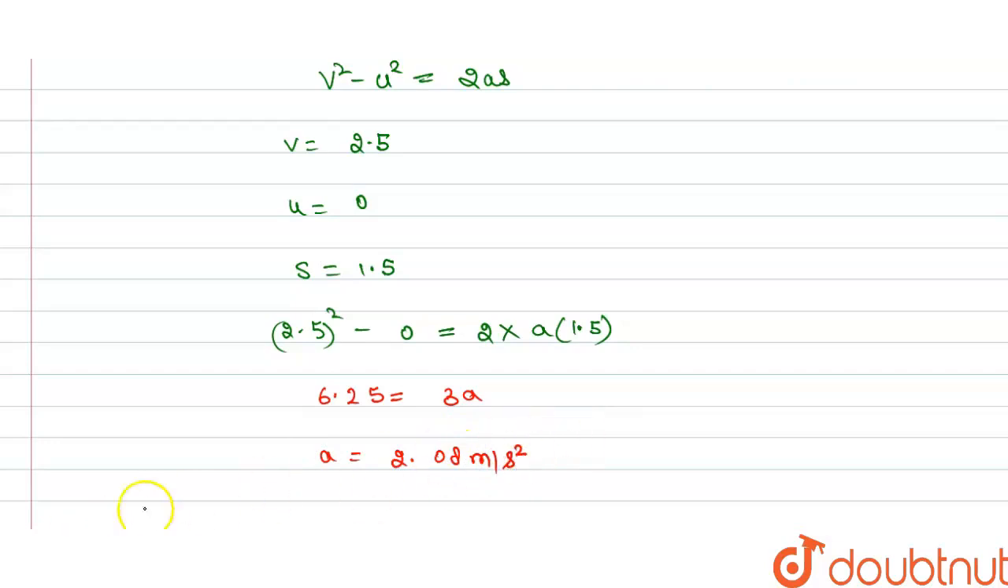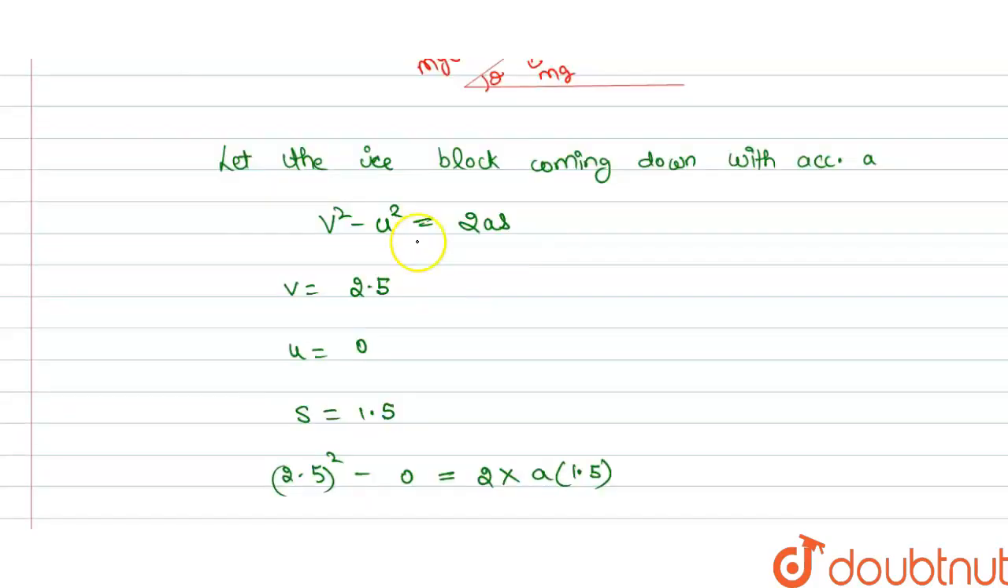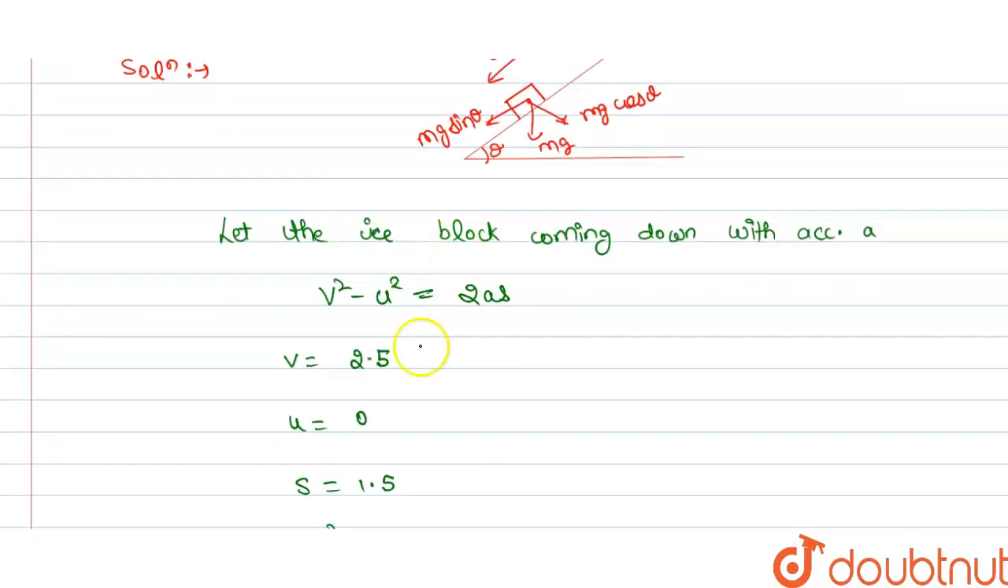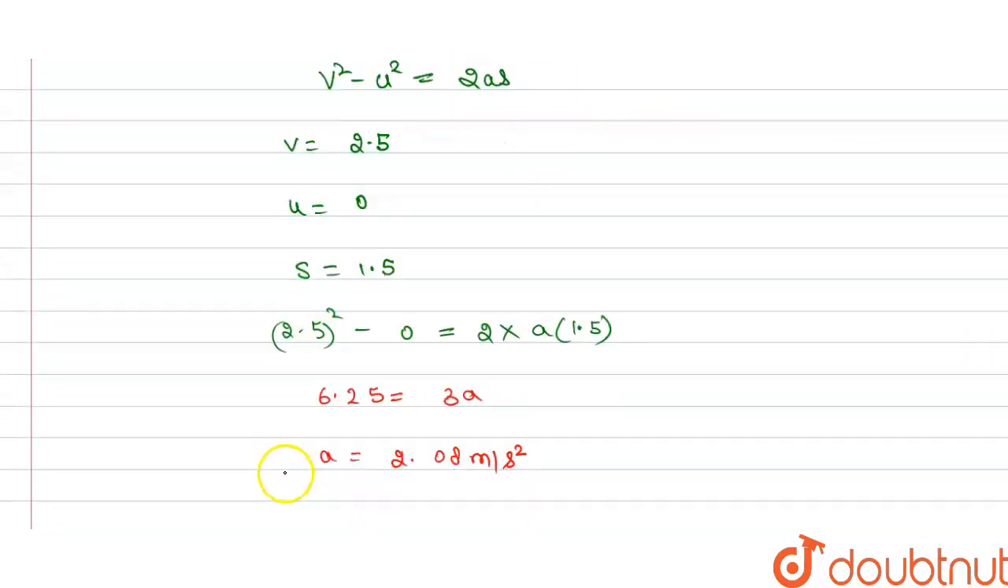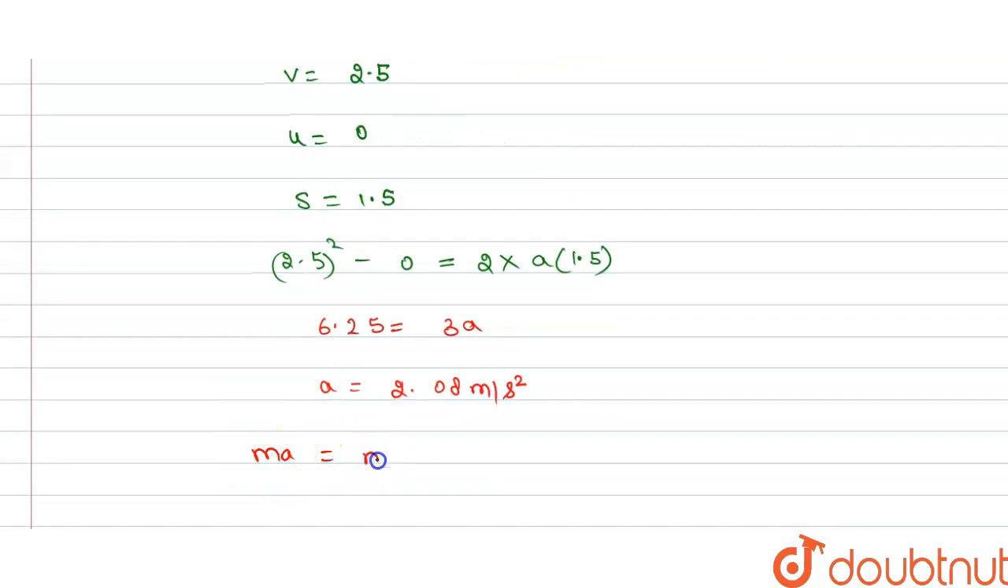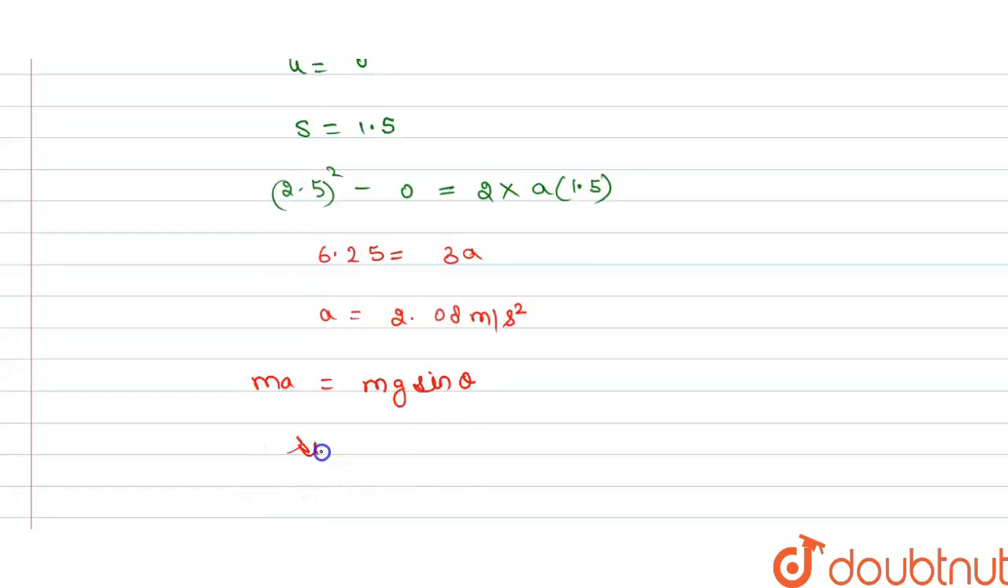And we have mass into acceleration, ma, is equals to mg sin theta for this component. So ma is equals to mg sin theta here. From this m and m cancel out, so we get sin theta is equals to acceleration divided by acceleration due to gravity. So we have a value is 2.08 and g is 9.8 here, or we can take this as approximately 10.